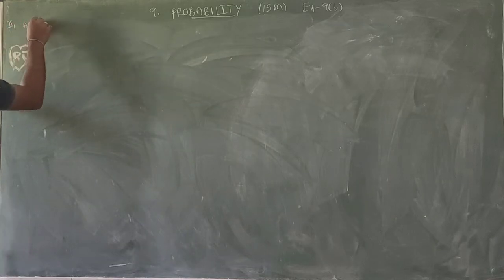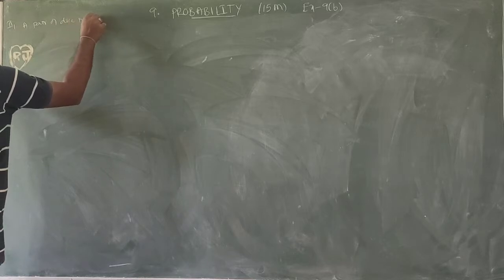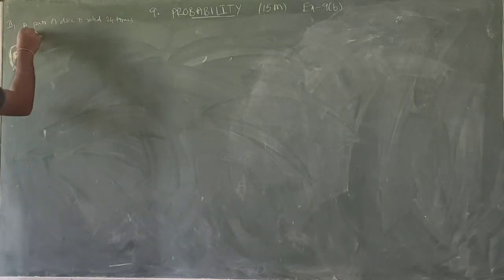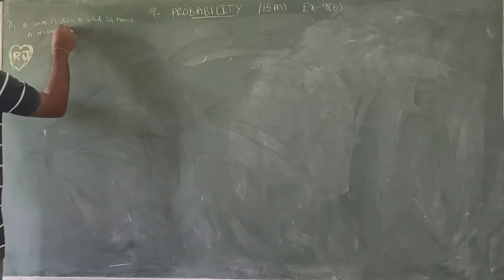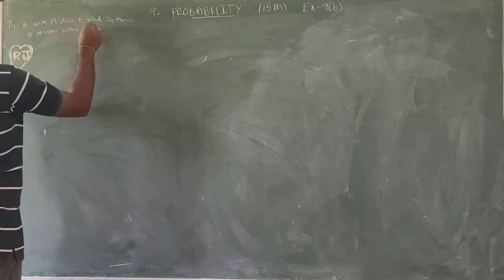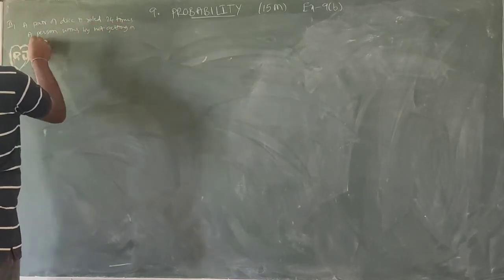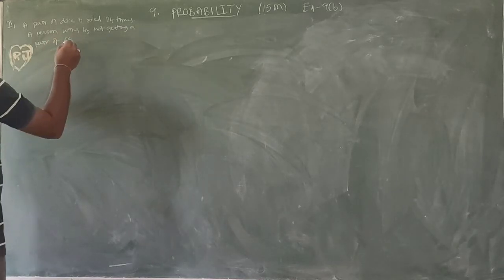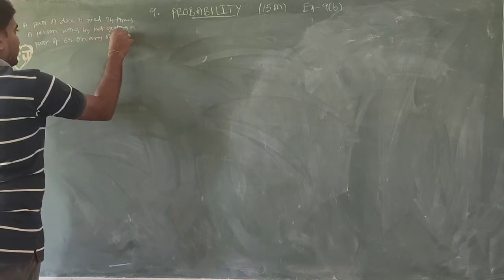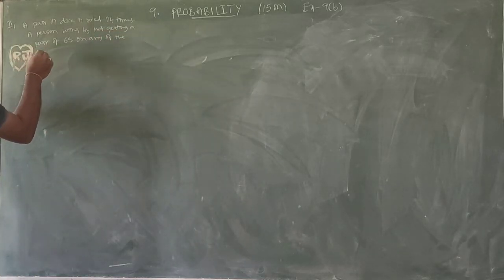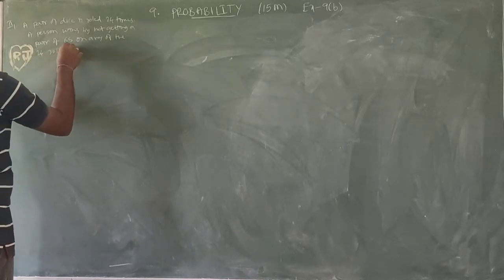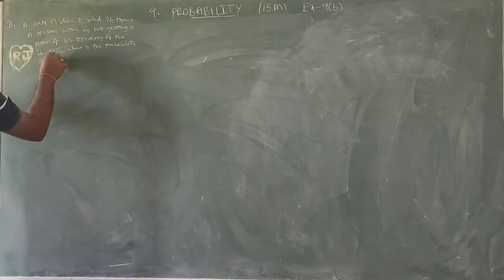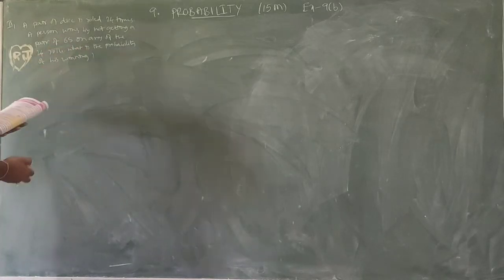A pair of dice is rolled 24 times. A person wins by not getting a pair of sixes on any of the 24 rolls. What is the probability of his winning?